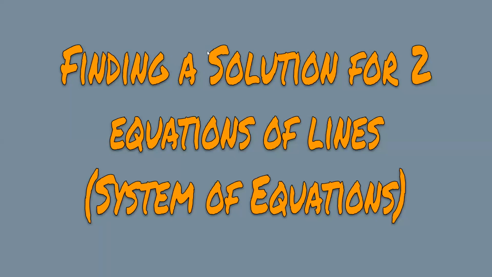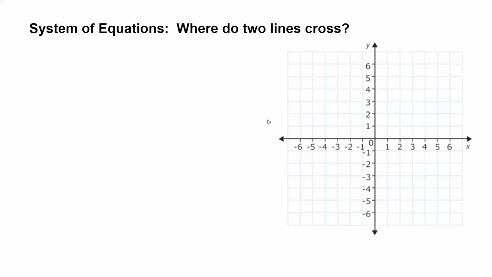In this video, we are going to try to solve problems involving two equations of lines, trying to find the intersection of those lines, which is called the solution. Sometimes this is called a system of equations problem. So systems of equations just means where do two lines intersect, where do two lines cross each other on the coordinate plane, and what coordinate is that at?